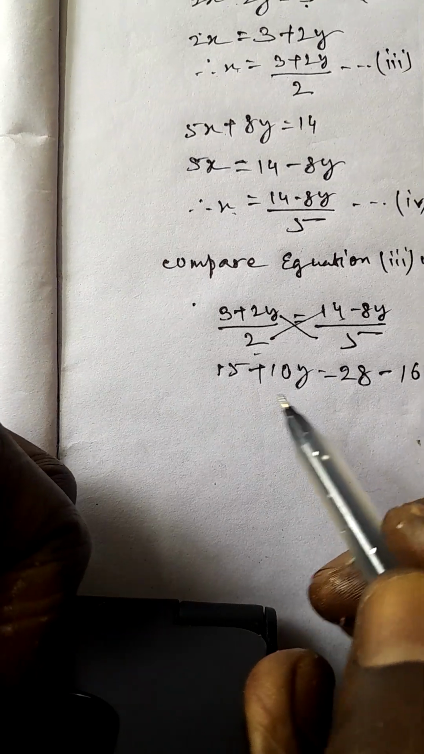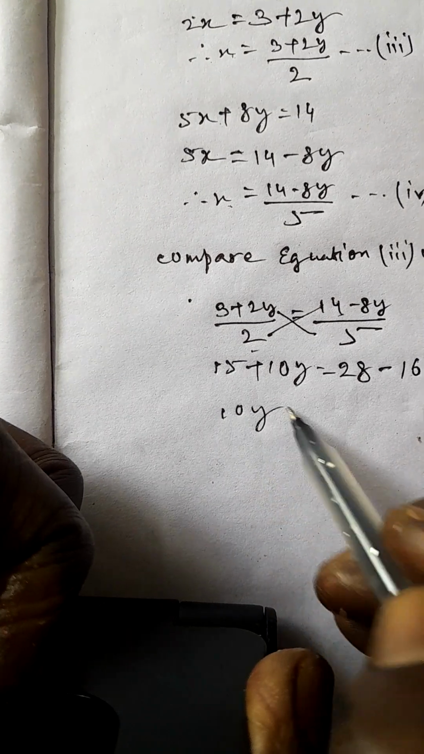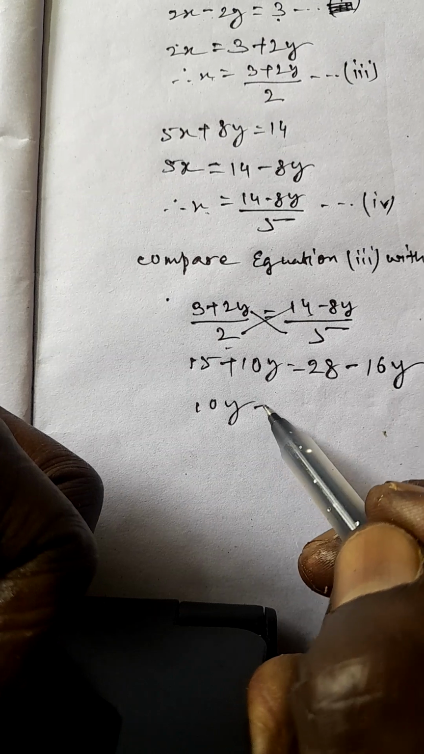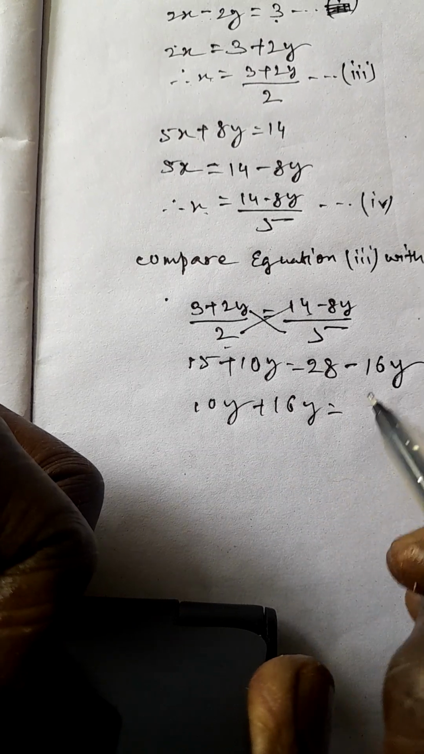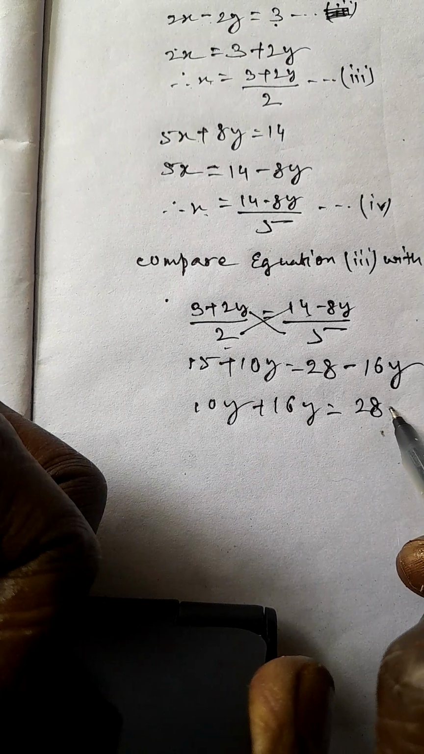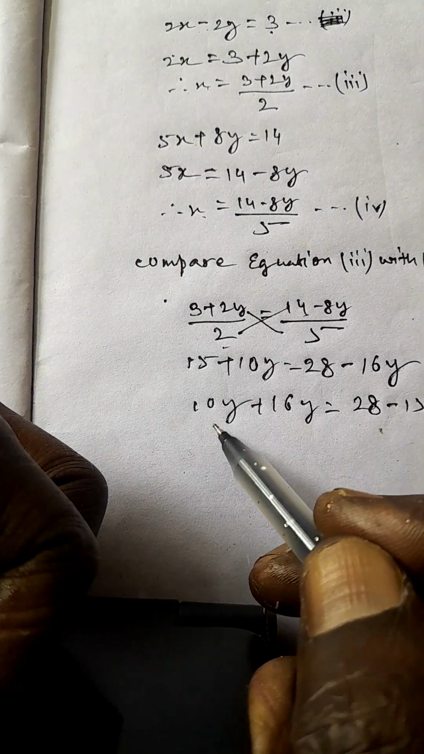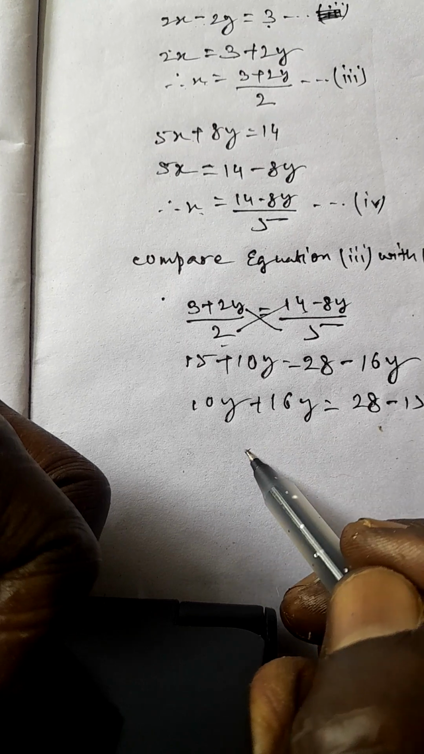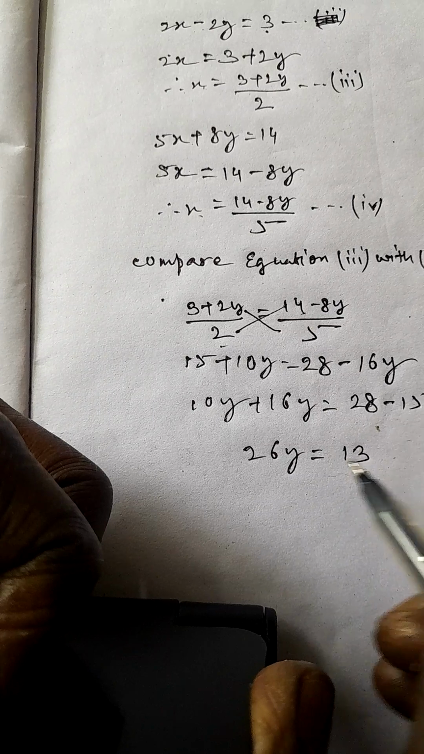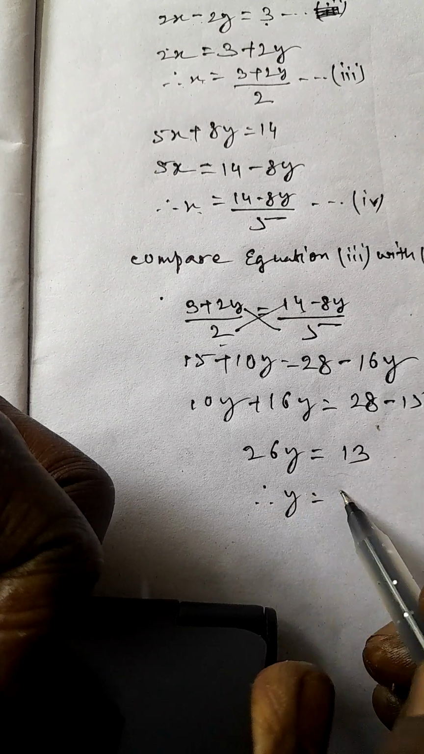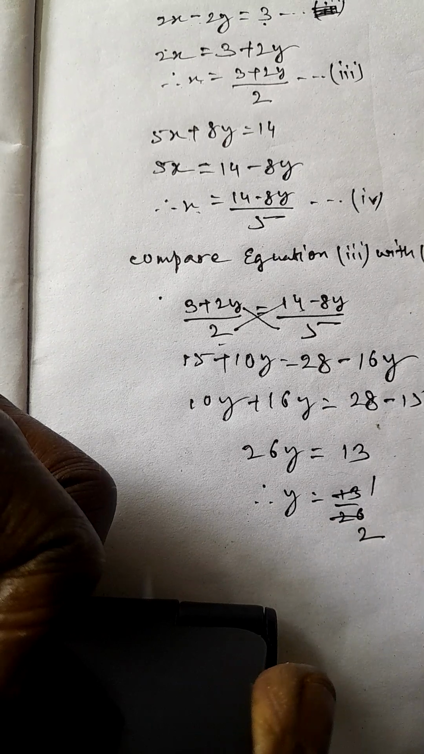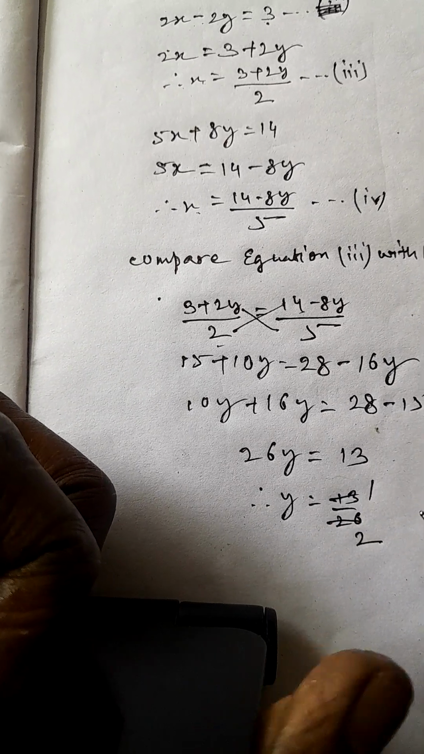Now take both y together, this is 10y. If you take this y to the left hand side, it will be plus 16y. Again this is 28, and keep this 15 on the right hand side, then it will be minus 15. So 10 plus 6 will be 26y, 28 minus 15 will be 13. Therefore y is equal to 13 divided by 26. 13 ones are 13, 13 twos are 26. The value of y is 1 upon 2.